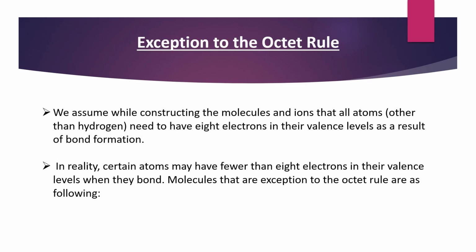Exception to the octet rule. We assume while constructing the molecules and ions that all atoms other than hydrogen need to have 8 electrons in their valence levels as a result of bond formation. In reality, certain atoms may have fewer than 8 electrons in their valence levels when they bond. Molecules that are exceptions to the octet rule are as following.